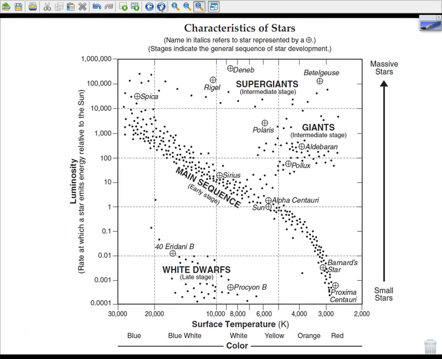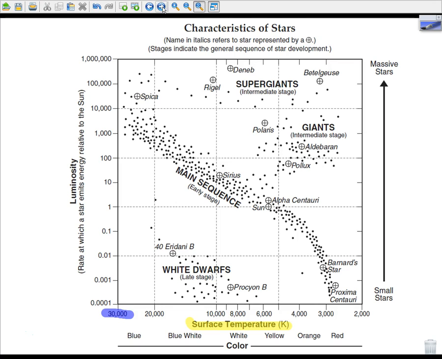I'm just going to start by looking at the title, Characteristics of Stars. It's also called the HR diagram, after the Hertzsprung-Russell diagram. There's a whole bunch of things to go over about it. If you look at the x-axis, it's describing surface temperature, and K means Kelvin. Notice there's no degrees because Kelvin doesn't have degrees, it's just Kelvin.